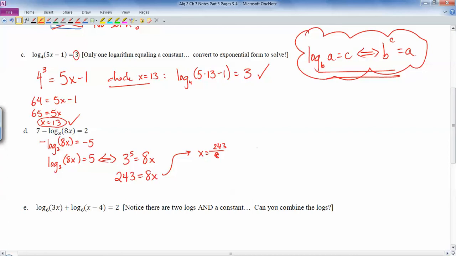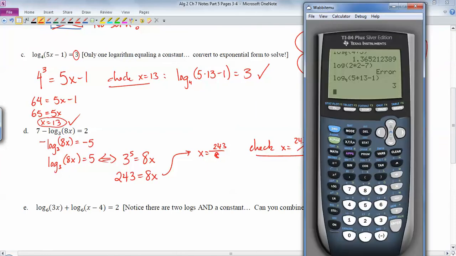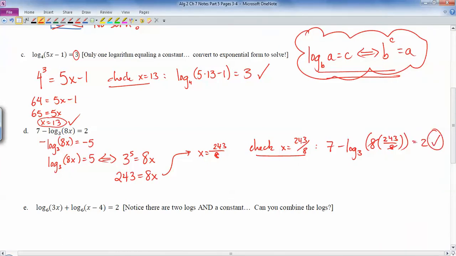And to check it, we'll use a calculator. Check x equals 243 over 8. So that's going to be 7 minus log base 3 of 8 times 243 over 8. And the 8's cancel, so it's really just log base 3 of 243. So let's see, it was 7 minus log base 3 of 243 right here. And that equals 2. Equals 2, so that's good because that's what we wanted. So our answer right here is a good one.